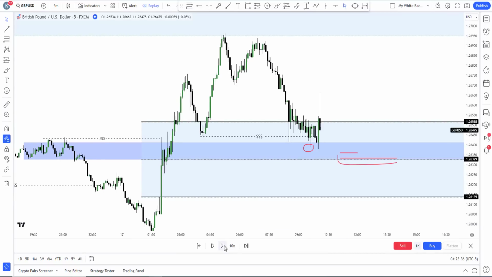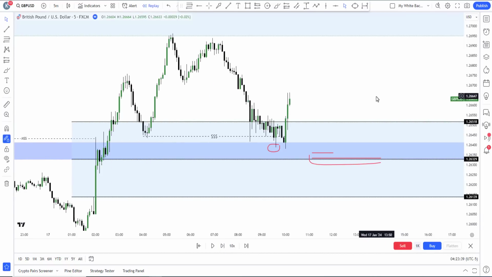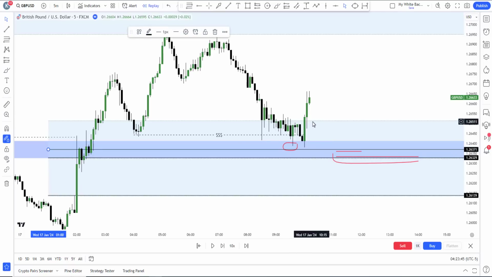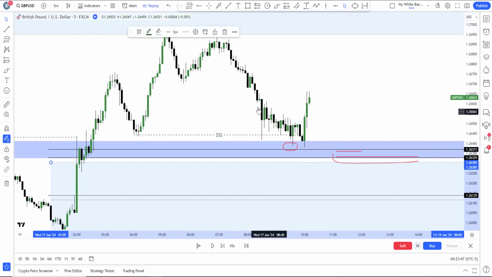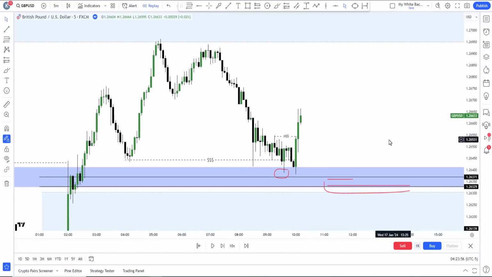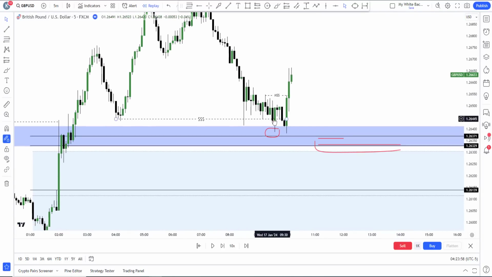I saw this happen. Now right here you may be tempted to think that yes, there is a shift in market structure here. Let me show you that. You may be tempted to think that there is a shift in market structure here, but this is not a valid shift in market structure. The only reason is that there is no retracement that created a lower high for you to see that price actually shifted structure.